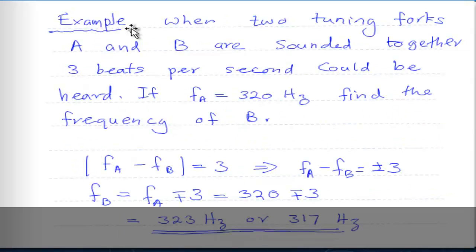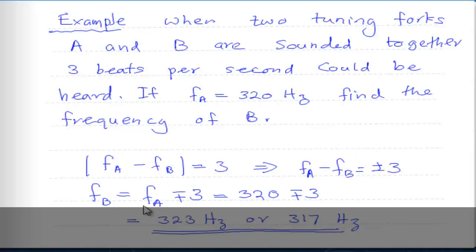An example: when two tuning forks A and B are sounded together, 3 beats per second could be heard. If fA, which is the frequency of A, is 320 Hertz, find the frequency of B. So the equation is |fA - fB| = 3. So fA - fB could be either plus 3 or minus 3. We don't know which one is greater, so we need to consider both possibilities.